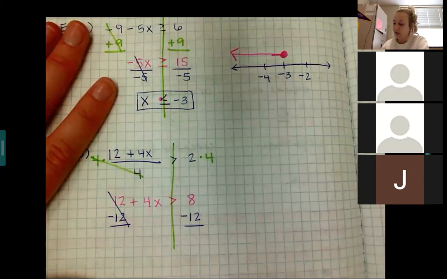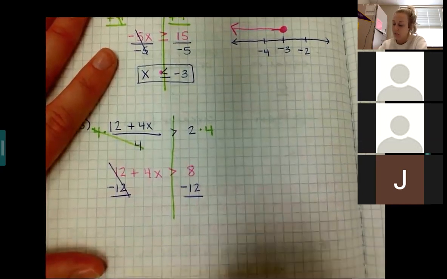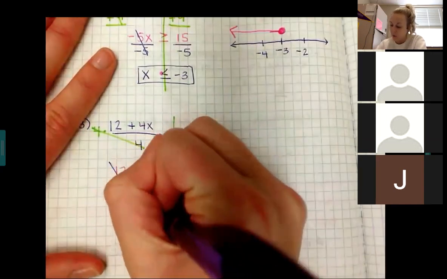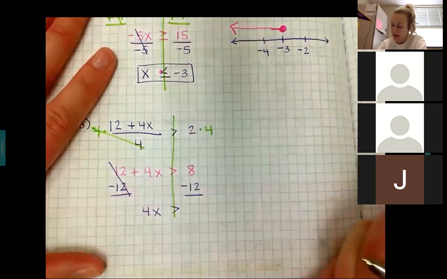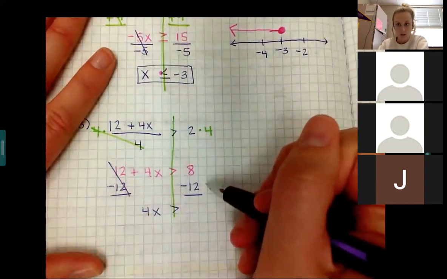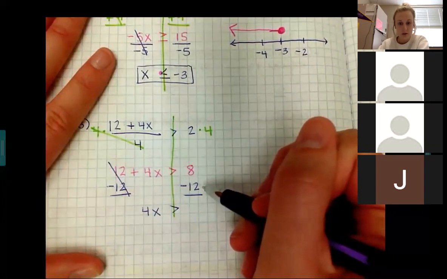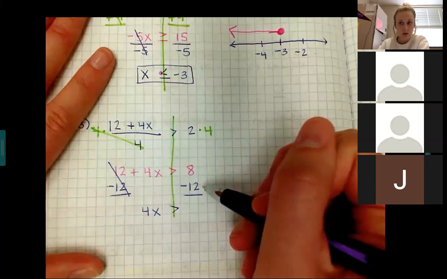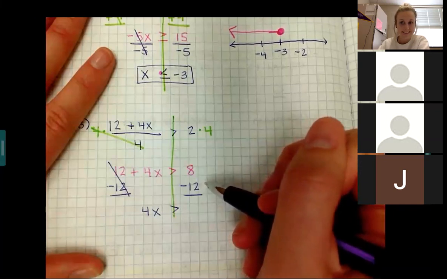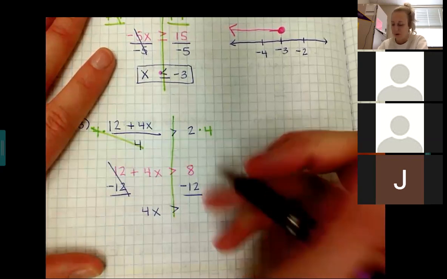So does everybody agree? And if I'm going too fast, y'all let me know. But does everybody agree we're left with 4x is greater than, and I need to do this math. Have y'all done this already? It should be -4. Oh, good.